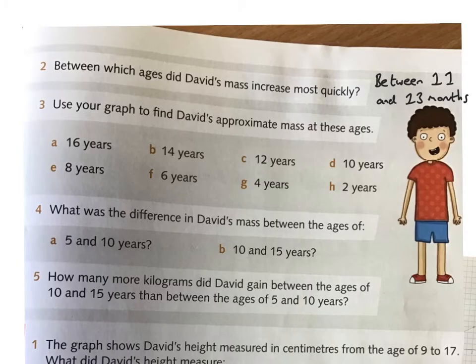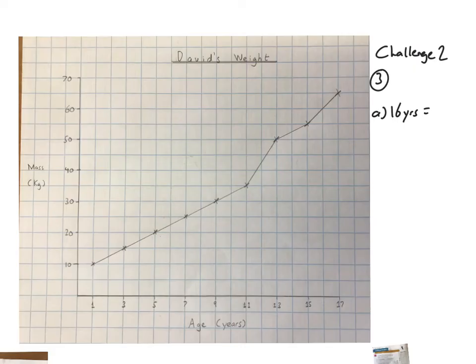In question 3, it says use your graph to find David's approximate mass at these ages. So we have a few to go through here, which I'll now go through using the graph that I made earlier. Okay, A is 16 years old, so I'm going to go across to 16, which is going to be in between 15 and 17, so I know it's going to be there. And I'm going to read up my graph, so you will have done this with a ruler, you'll be much neater than I am. And reading then across carefully to the weight that he was, which is here, and that is 60 kilograms. So the approximate weight, your answer, is 60 kilograms.